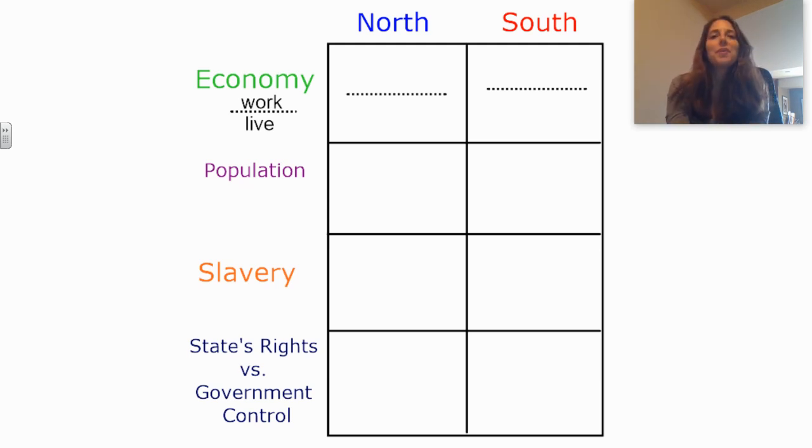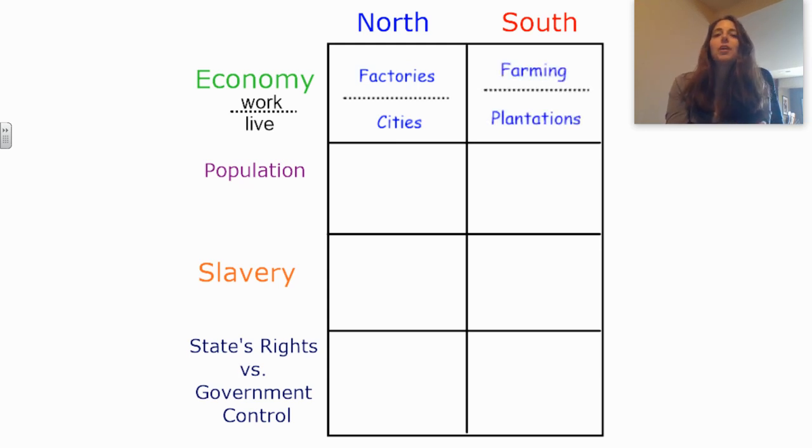The first 2 boxes compare the economy of the North versus the South. Let's see if you had the right answers. In the North, we have people working in factories and living in cities. In the South, we have people living on plantations and working as farmers and doing farming. So if you had that information, give yourself 1 point for each correct box that you had there. Maybe a little tally chart off to the side.